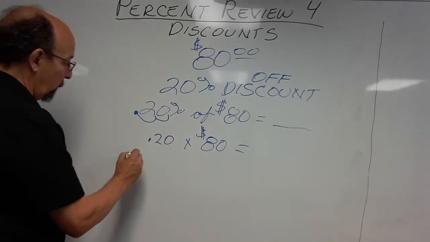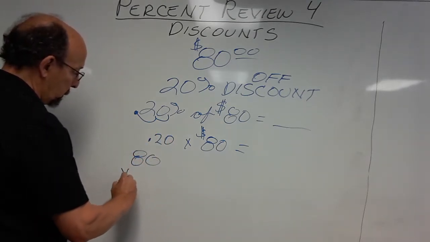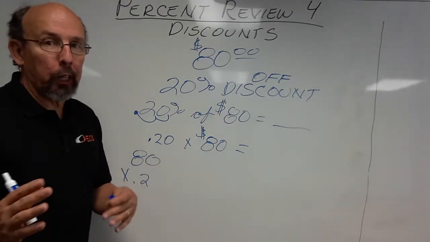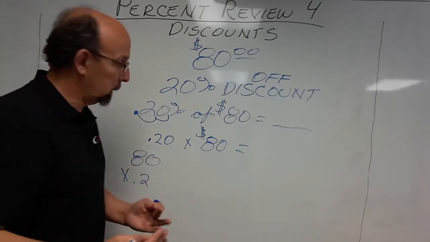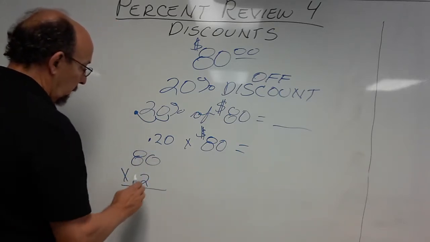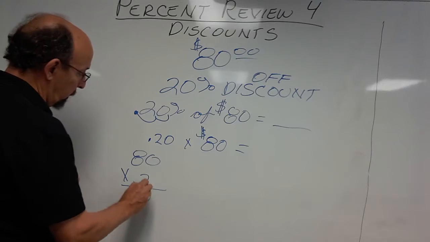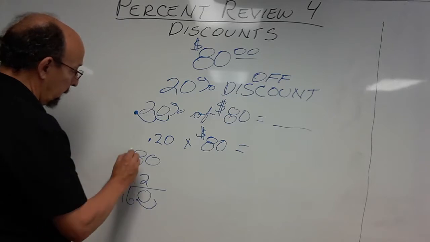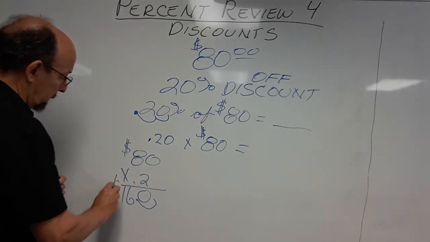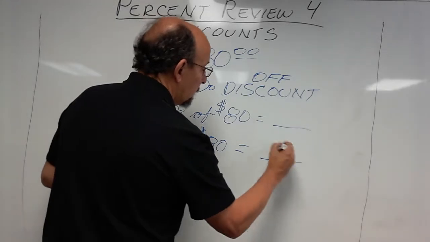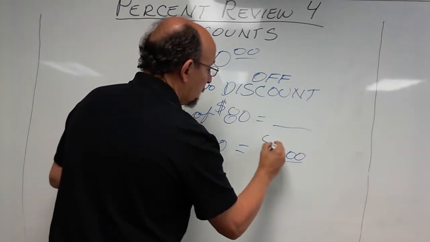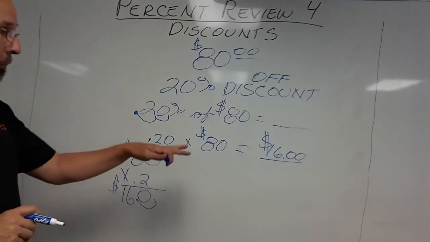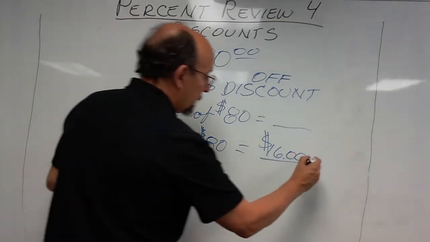You go ahead and do that: 80 times 0.2. You can put the 0 on there, but it's just more chance to make a mistake. You don't need it. So you multiply this out and you have 16, 1 decimal place. And this is dollars, so it's $16. That's your answer for the discount.